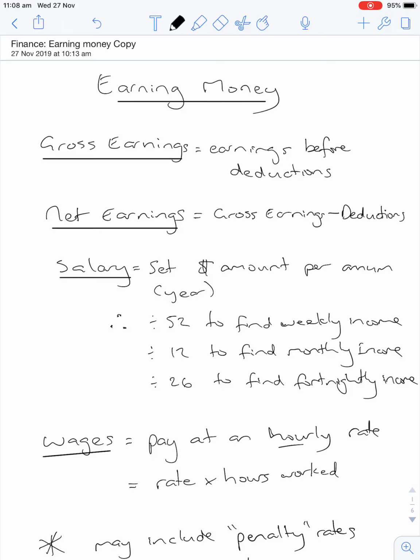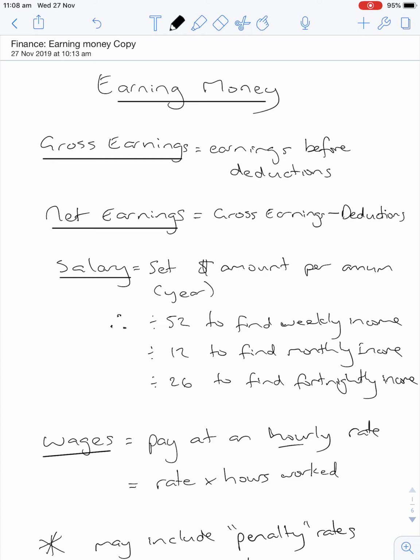Okay, so earning money. We'll go through a few of the words that you need to understand, the definitions. The first one is gross earnings. Gross earnings are basically your earnings before any deductions are taken out. Deductions might include tax, union fees, or anything like that. But basically your gross earnings are your earnings before anything's removed from your pay.